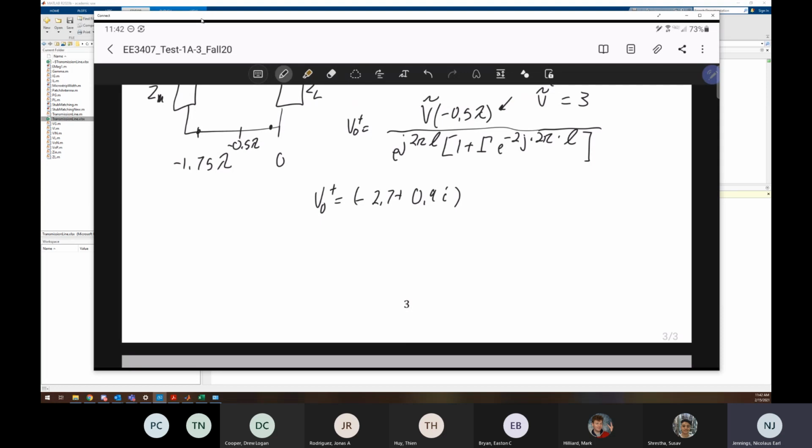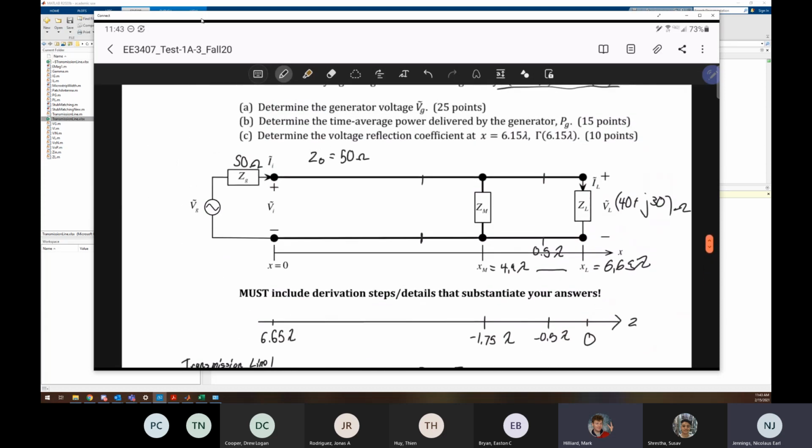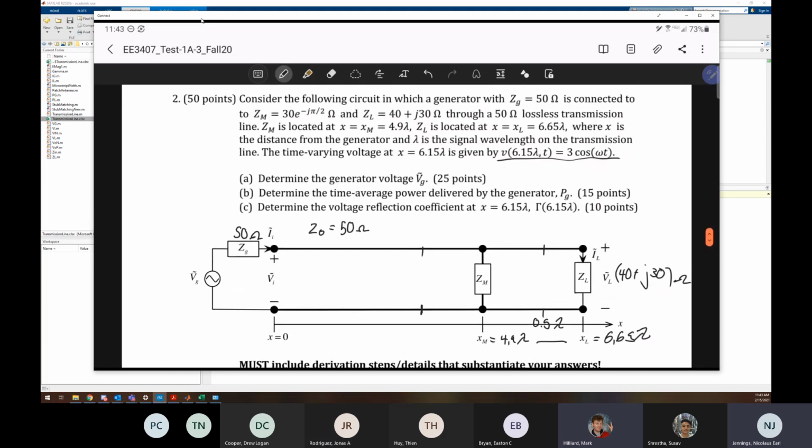Okay, so now that we have V naught plus, what is the next step that we need to do for this small transmission line so that we can continue our work forward? Okay. Real quick, I'm sorry. The V phasor of negative 0.5 lambda. What is that? I was trying to look around for that because I thought. Oh yeah, sure. I'll scroll back up. Was there one for that? Because I see the 6.5 for the 3 cosine.